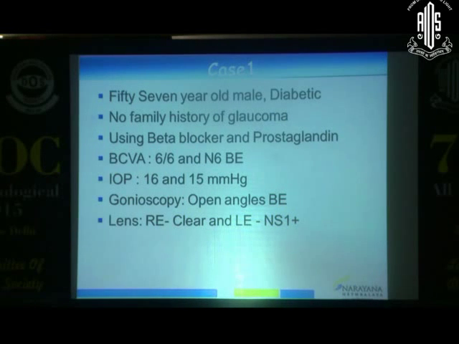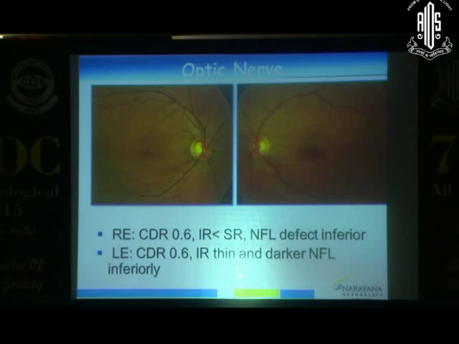So let's start with a simple case. It's a 57-year-old male diabetic with no family history of glaucoma, already using anti-glaucoma medication with 6/6 vision and 16 and 15 pressures on beta blockers and prostaglandins. Open angles, both eyes. This is how the optic nerve looks like.